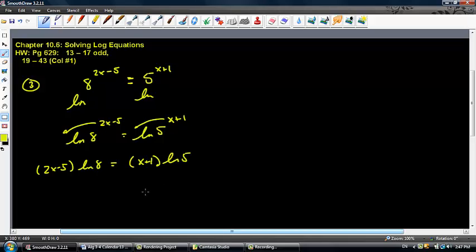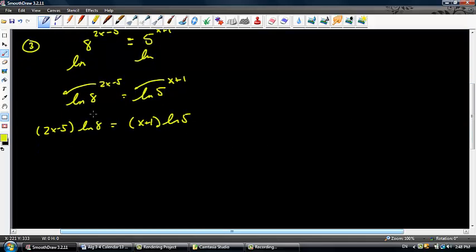Now, I need to get all the x's to one side. There's only one way to do this. You just have to bear with me and see how this is done. Remember, the natural log of 8 is a number, so I'm going to go ahead and distribute that in, and I get 2x times the natural log of 8, which, remember, is a number. It's not a variable. Minus 5 times the natural log of 8. Again, being a number, it's just something we haven't simplified yet.